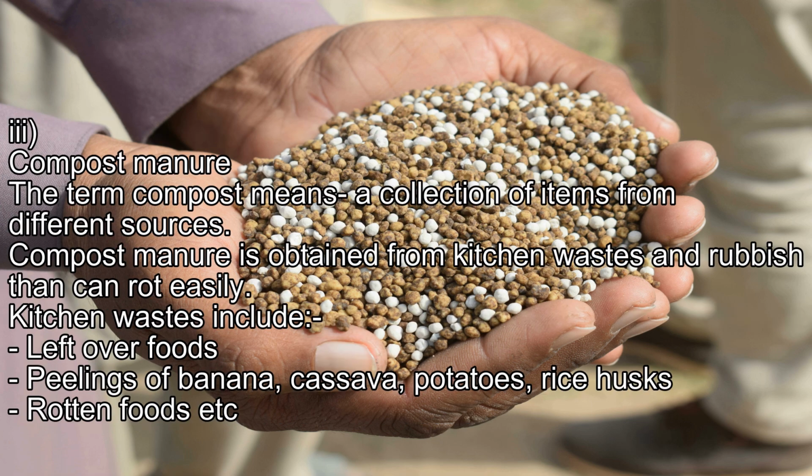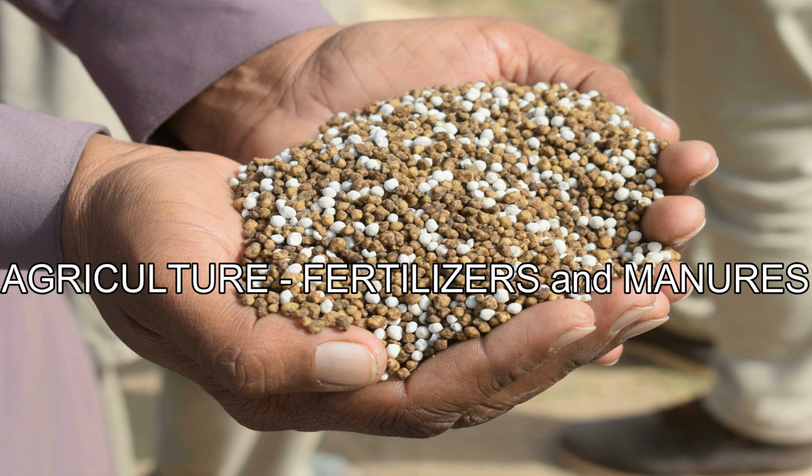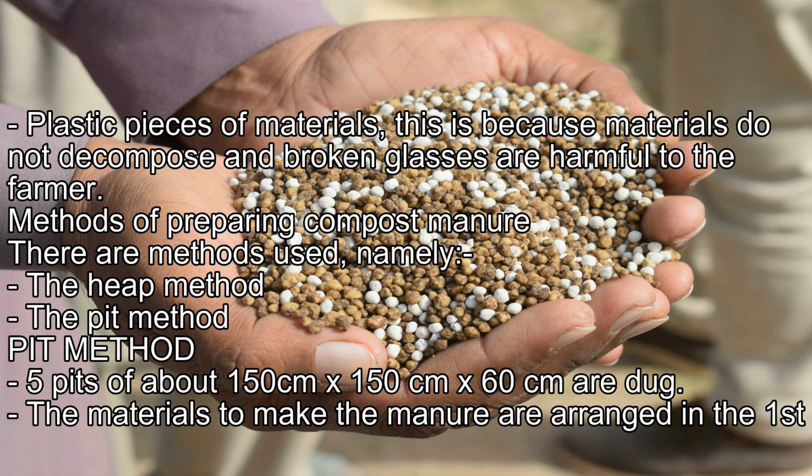3. Compost manure. The term compost means a collection of items from different sources. Compost manure is obtained from kitchen waste and rubbish that can rot easily. Kitchen wastes include leftover food, peelings of banana, cassava, potatoes, rice husks, rotten foods, etc. Agriculture fertilizers and manures. Avoid plastic pieces of materials. This is because such materials do not decompose, and broken glasses are harmful to the farmer.